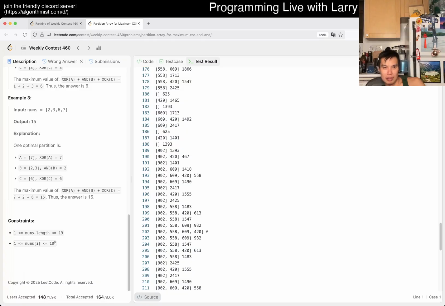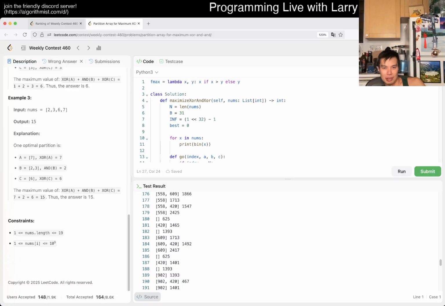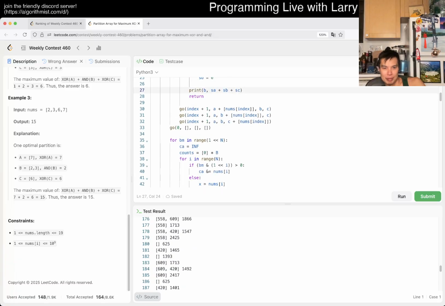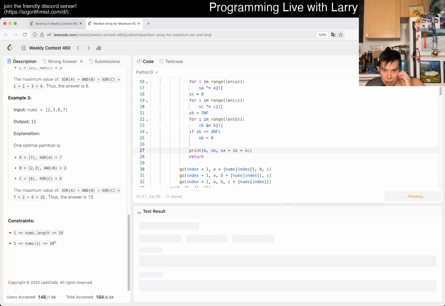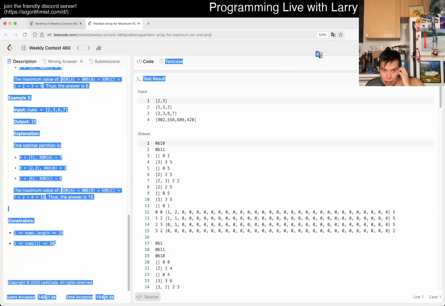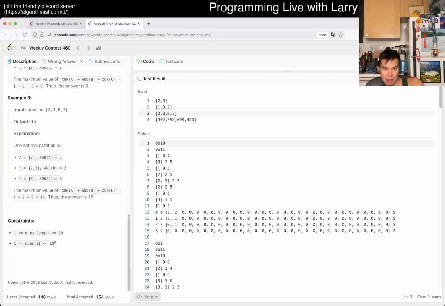Actually, what do I do? Okay, what is going on? Actually, I want to print B, the score, but also S of B. Okay, fine. I don't know what is going on in this UI, but okay.